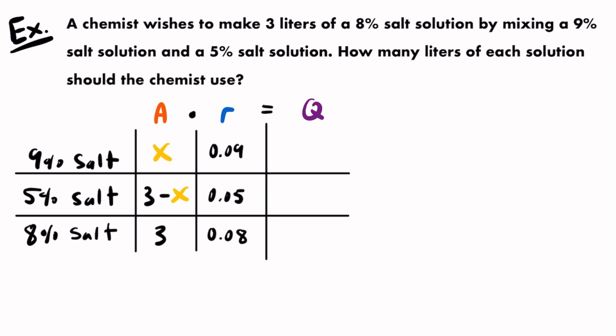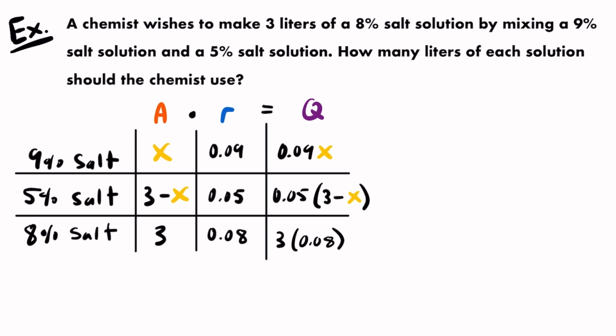But now that we have those 2 columns filled in, we can fill in the column for Q. Just take A times R for each row and fill in that resulting value. So for the 9% salt, we have X times 0.09, which I'll write as 0.09 times X. And then for the 5% salt, we have these two terms being multiplied by 0.05. So make sure to put parentheses around 3 minus X. So we'll have 0.05 times 3 minus X. And then for the 8% salt, we have 3 times 0.08. And so I'll just write that like this.